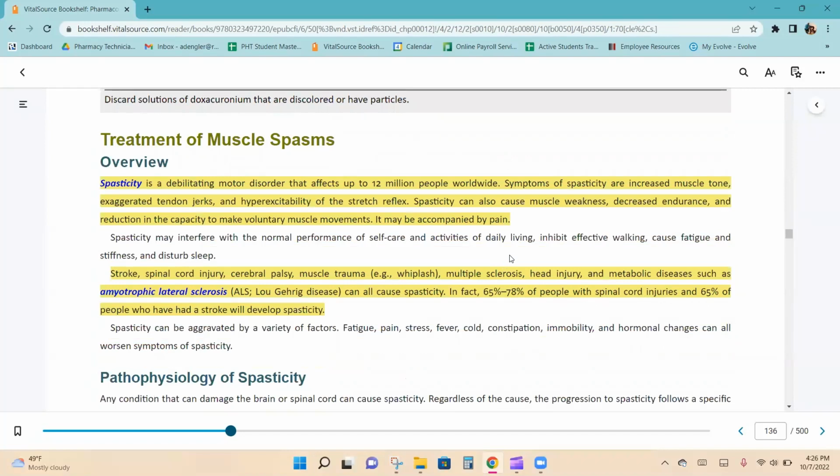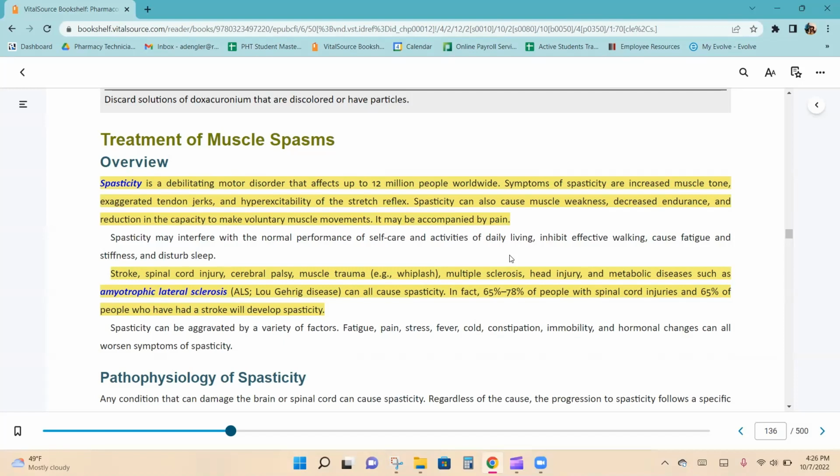Spasticity is a debilitating motor disorder that affects up to 12 million people worldwide. Symptoms of spasticity are increased muscle tone, exaggerated tendon jerks, and hyperexcitability of the stretch reflex. Spasticity can also cause muscle weakness, decreased endurance, and reduction in the capacity to make voluntary muscle movements. It can be accompanied by pain.